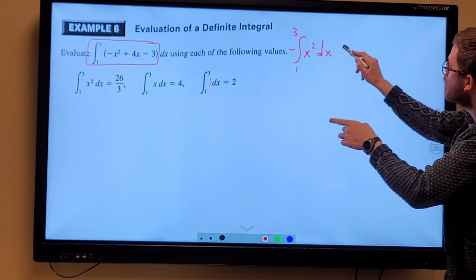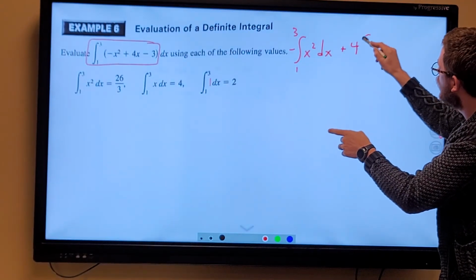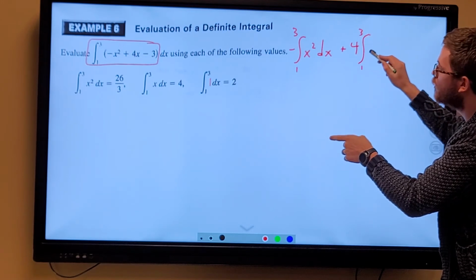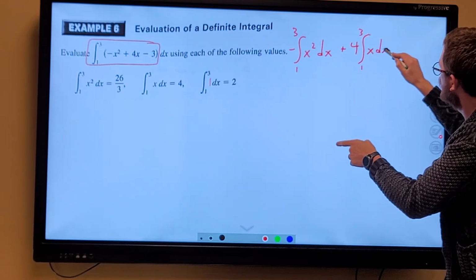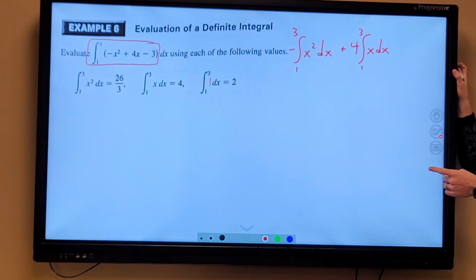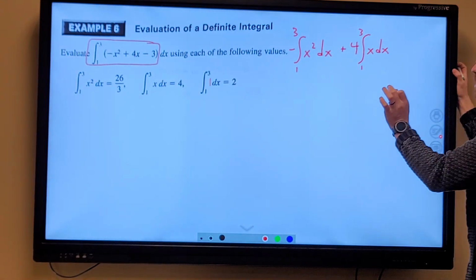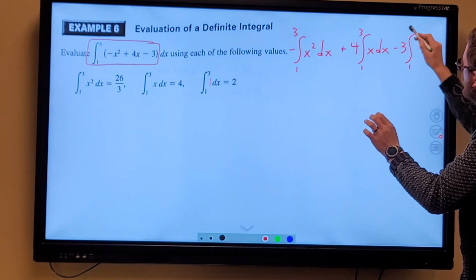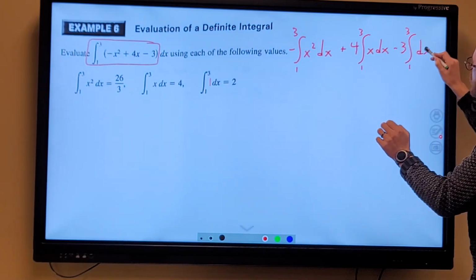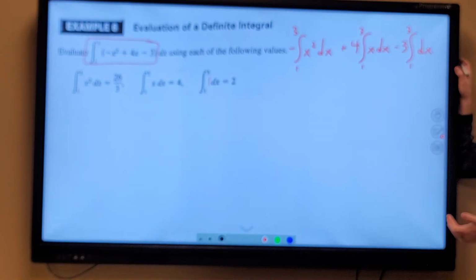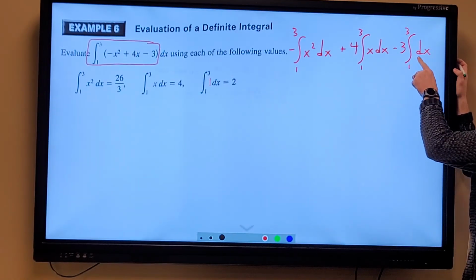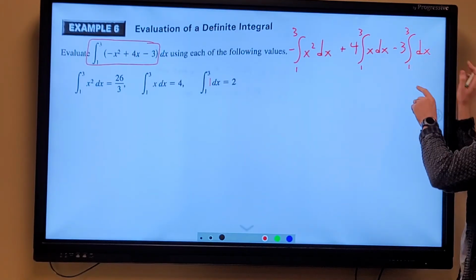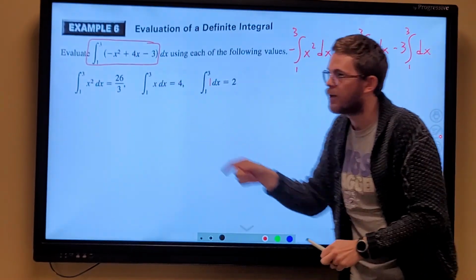For that second term, I can pull out the 4, and I can go from 1 to 3 of x dx. And for that final term, I can pull out a -3 and be left with the definite integral from 1 to 3 of just that dx. So remember, that's an understood 1, and 1 times -3 would get us that -3 again.